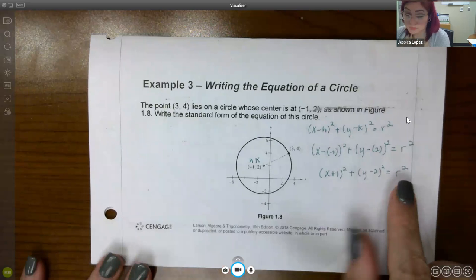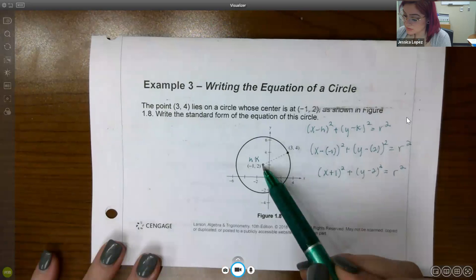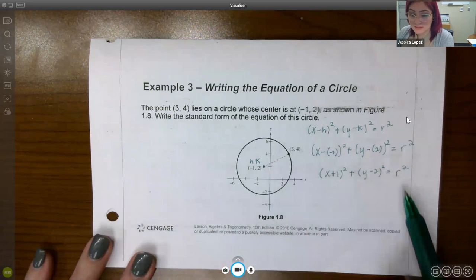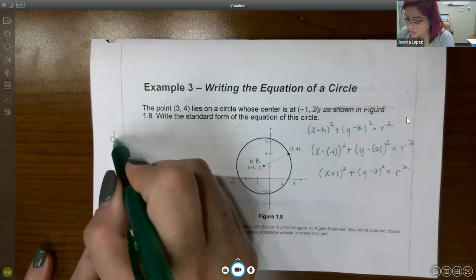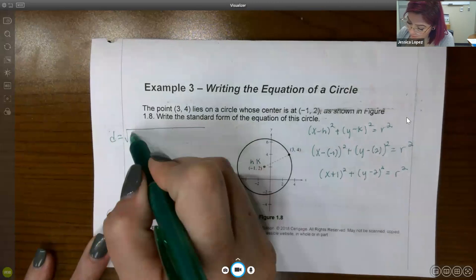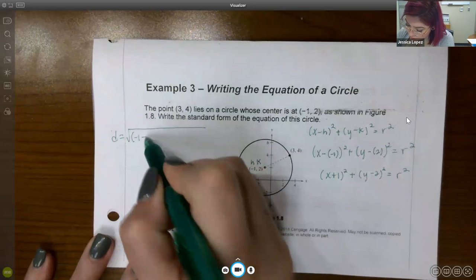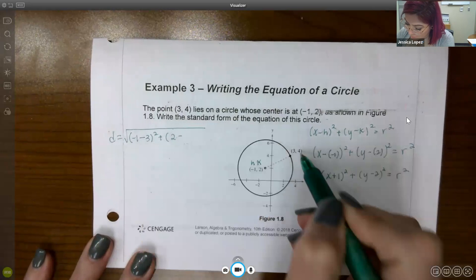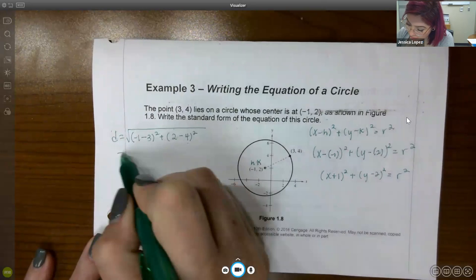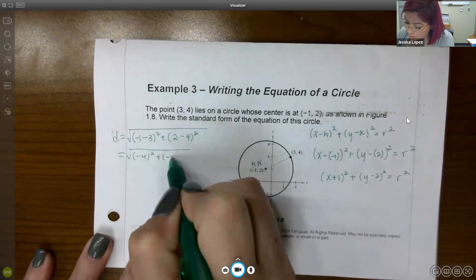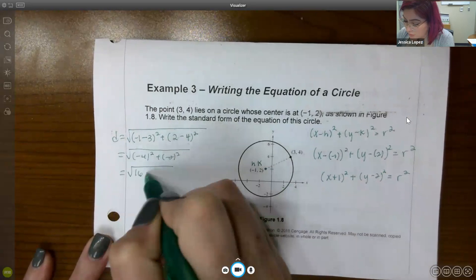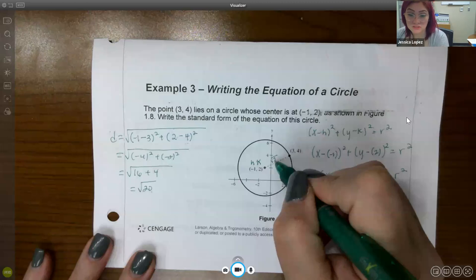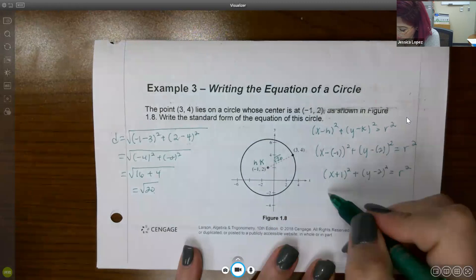However, I do know that the radius, by definition, is the distance between the center and another point on the circle. So as long as I can find this distance, I'll know what that radius is. So we're going to go ahead and calculate that distance, and we're going to take the square root of the x coordinate minus this x coordinate squared plus the y coordinate 2 minus the y coordinate 4 squared, and I get negative 4 squared plus negative 2 squared, which is 16 plus 4, which is the square root of 20. So that tells me that this distance here is the square root of 20 units, okay? Which means my radius is square root of 20.